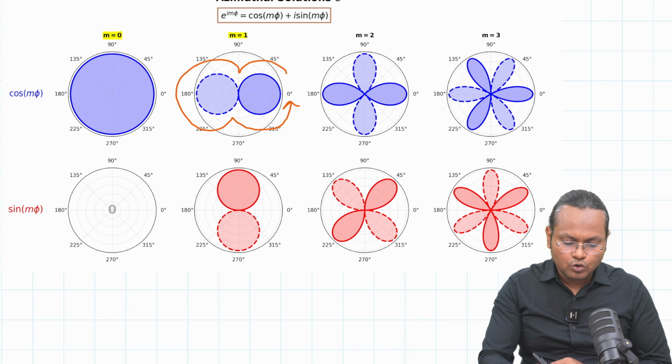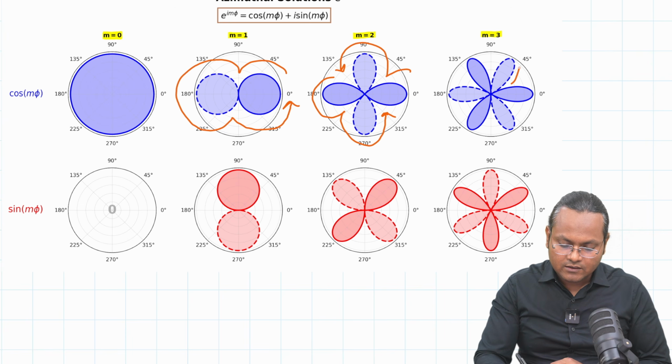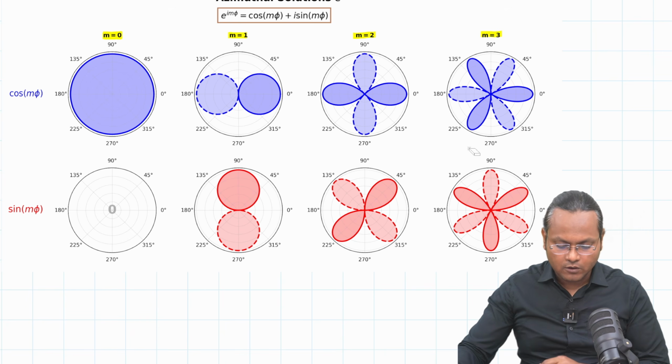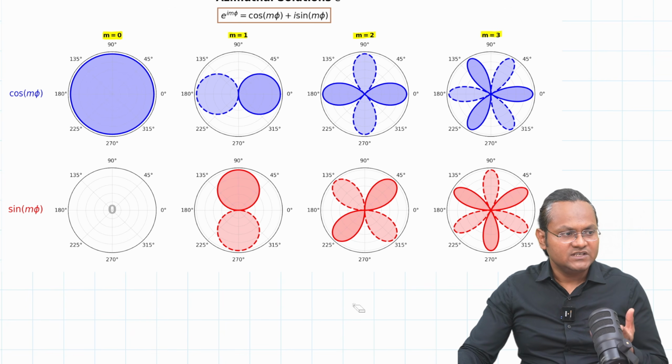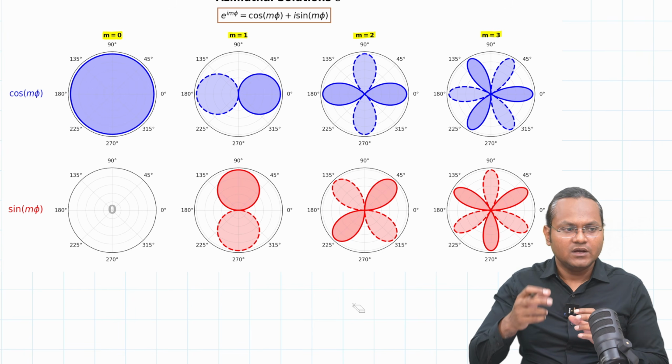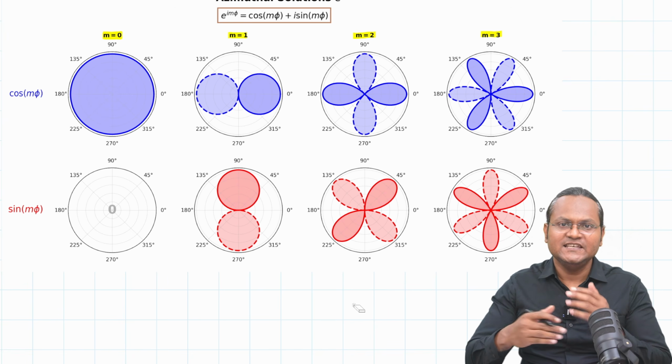When you go to m is equal to 2, you see two complete oscillations along this particular plot. When you go to m is equal to 3, you see 3 complete oscillations around this particular plot, both in the real plane and in the complex plane. Of course, the real part and the complex part are out of phase. This is an interesting behavior because as I keep on increasing the magnetic quantum number, the windings of the function around this particular plot keep on increasing by 1.